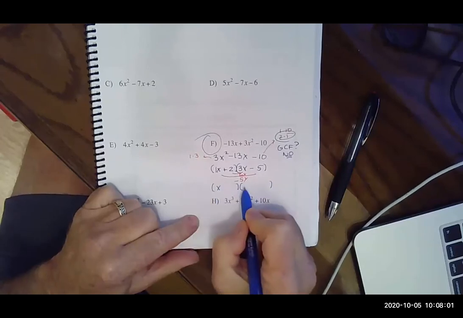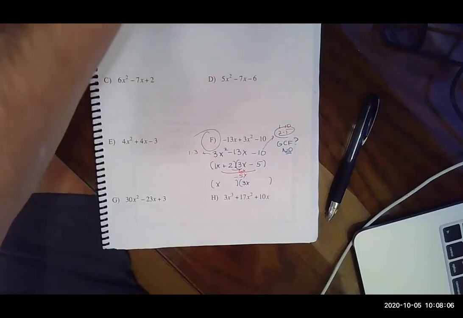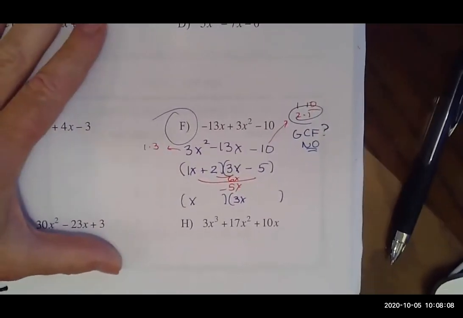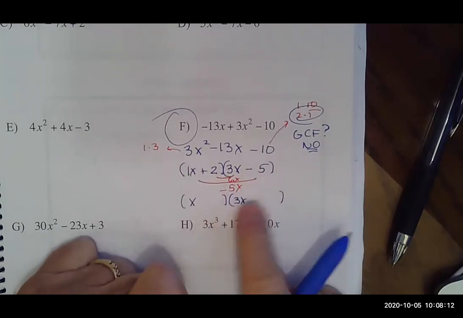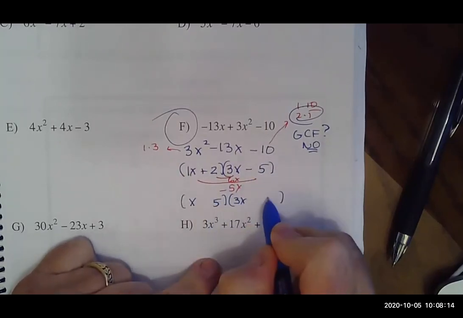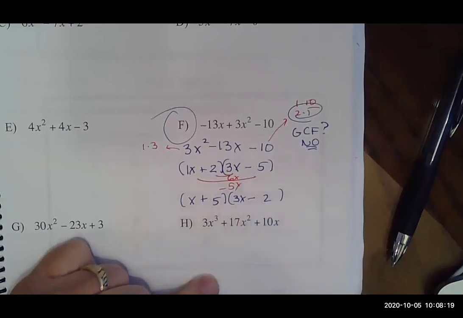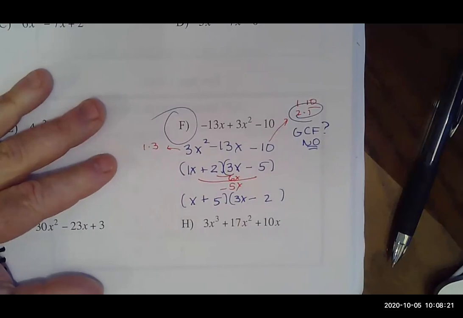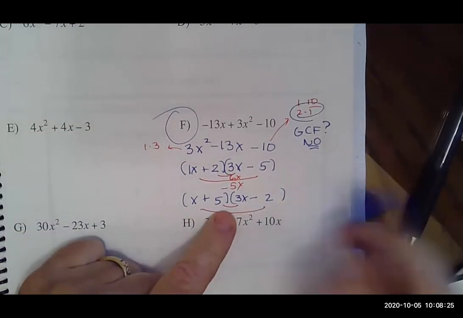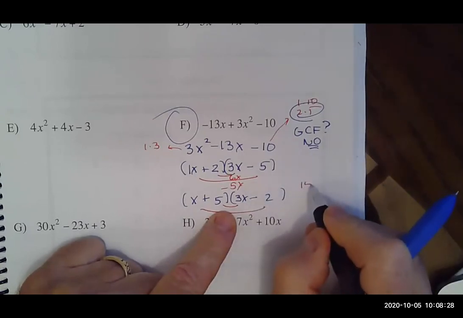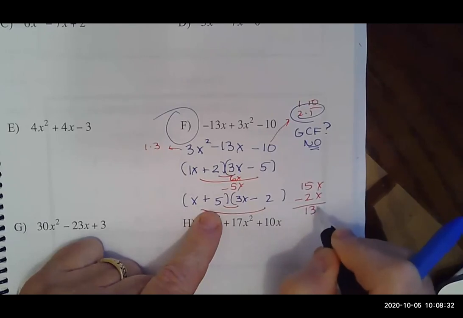Then I was highly recommending leaving the first ones alone, and then switch the back numbers. So 2 and 5 goes to 5 and 2. Okay, just keep the plus there and put the minus right there. And now do outer, inner. That's 15x minus 2x is 13x.